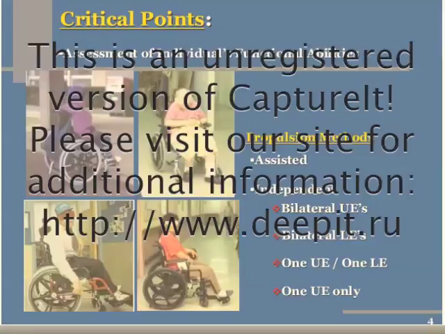The top left photo is of a woman who uses her bilateral upper extremities to propel the chair. The top right photo is of a woman who uses her bilateral lower extremities to propel the chair. The bottom right photo is of a woman who uses one upper and one lower extremity to propel the chair. And the bottom left photo is of a man who uses one upper extremity to propel the chair.